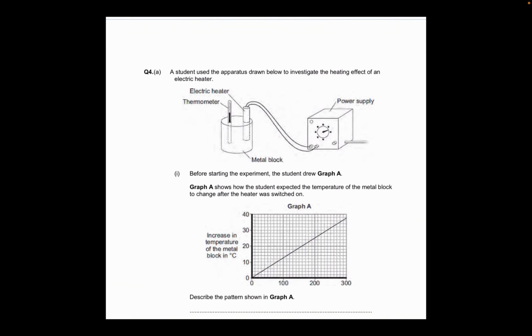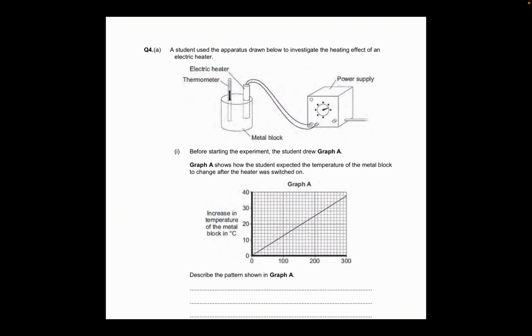Now the next question shows some 2 diagrams. So this is going to involve a little bit more understanding. A student used the apparatus drawn below to investigate the heating effect of the electric heater. And we know that graph A shows how the student expected the temperature of the metal block to change after the heater was switched on. You have to describe a pattern shown in graph A. If you look at the graph, you can see an increase in temperature after the heater was switched on. Now we have to understand what these values of 0, 100, 200, and 300 are. We have to carefully look at the diagram. It shows a metal block and a power supply. As you turn on the power supply, the temperature of the metal block increases. So what you're going to say is that the temperature increase and the time are kind of directly proportional.